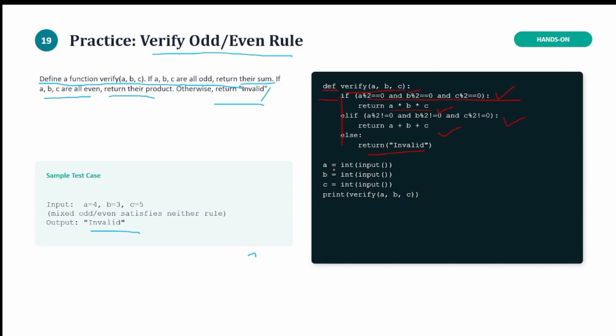invalid. Now we are creating a, b, c variables and taking integer input from the user for all three. After that we are going to simply print verify(a, b, c), which means the arguments we are going to pass here, a, b, c, will have their values moved to the parameters of the function. The value of the argument goes to the parameter.